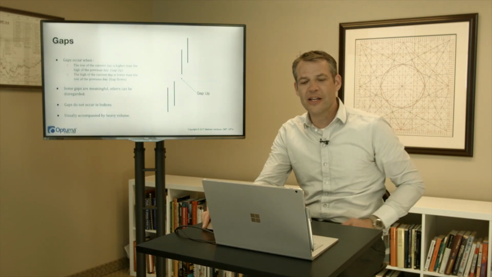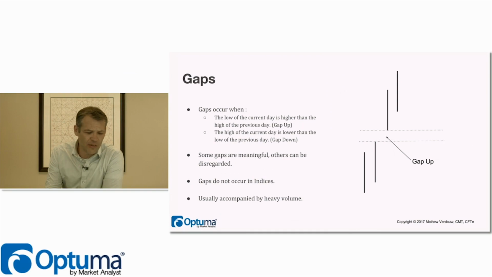So first slide here, gaps. Gaps occur when the low of a bar is greater than the high of the previous bar, or the high of the current bar is less than the low of the previous bar. And so you get this gap happening.